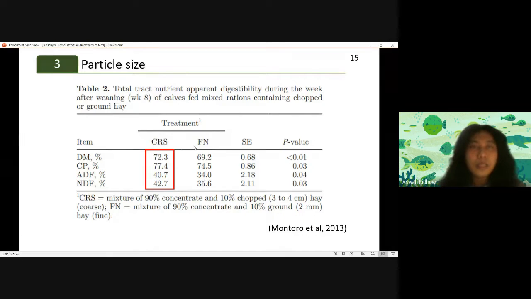And then another part that we want to discuss is the particle size. According to this experiment, particle size also has an effect on digestibility. We can see from this experiment that they tried to identify different sizes of hay, which was chopped into different sizes, 3 to 4 centimeters, and compared with very fine ground hay, only 2 millimeters. According to this reference, dry matter, crude protein, ADF, and NDF digestibility seem much better if they provide a bigger size, which is 3 to 4 centimeters.